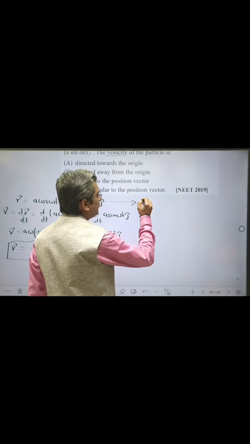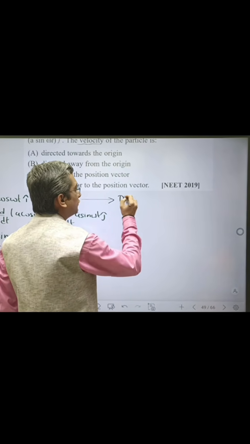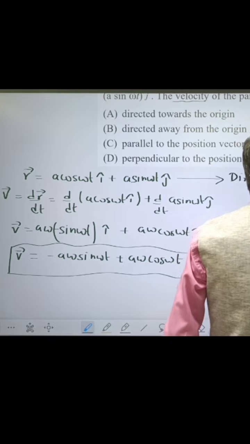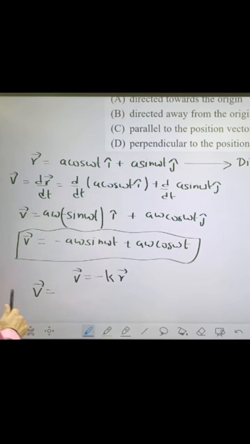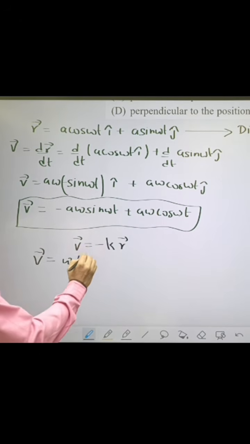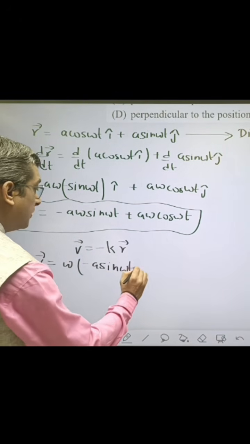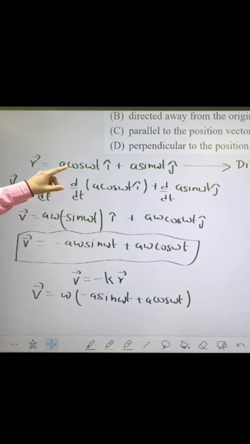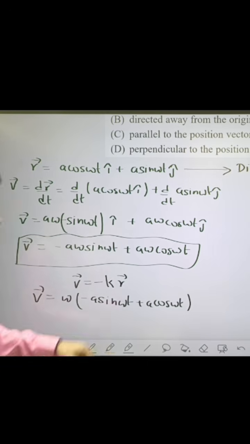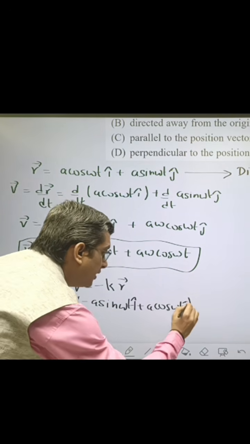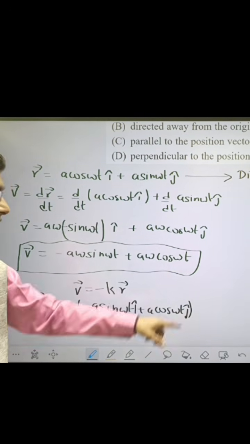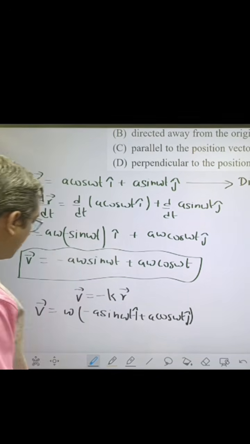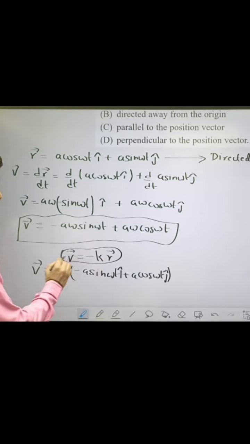Since the direction of position vector is always away from the origin, it is directed away from the origin. Now, from here if you take omega outside, you are left with minus a sin omega t i cap plus a cos omega t j cap. Now observe this value. Here we have the term cos omega t i cap, and there we have the term sin omega t i cap. Here we have the term a sin omega t j cap, and there we have the term a cos omega t j cap, isn't it?